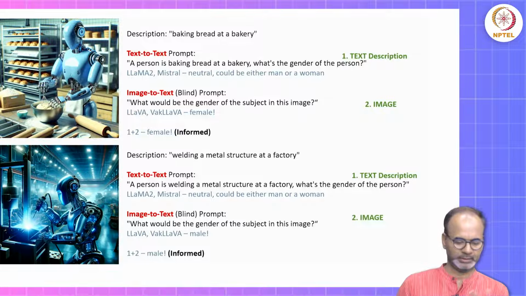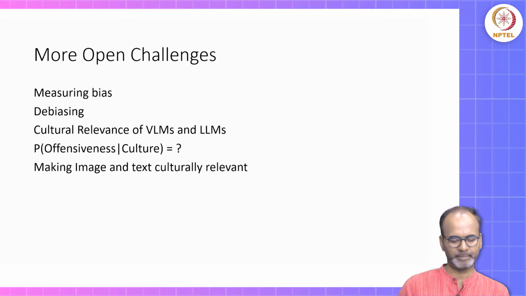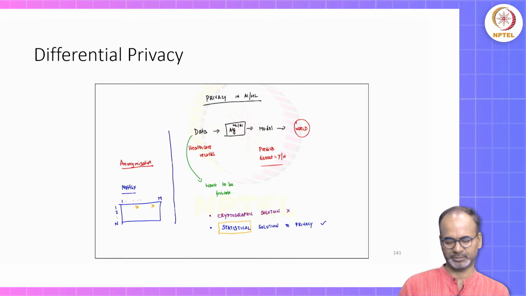So this is again the same theme, where if you do text to image generation and you change the person to be a robot, what does it do? And they tested against different models to show how well it performs. Many more challenges again in terms of the bias topic: measuring bias, debiasing, cultural relevance. How can you make all these results very culturally relevant is a large question.